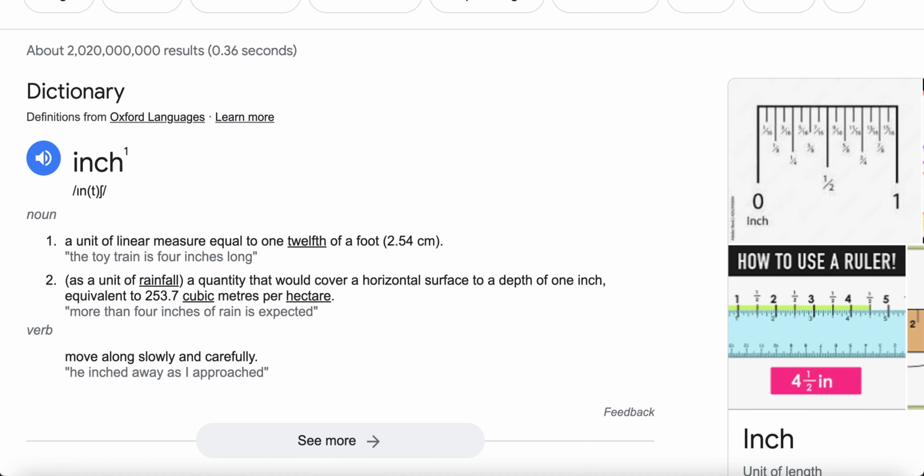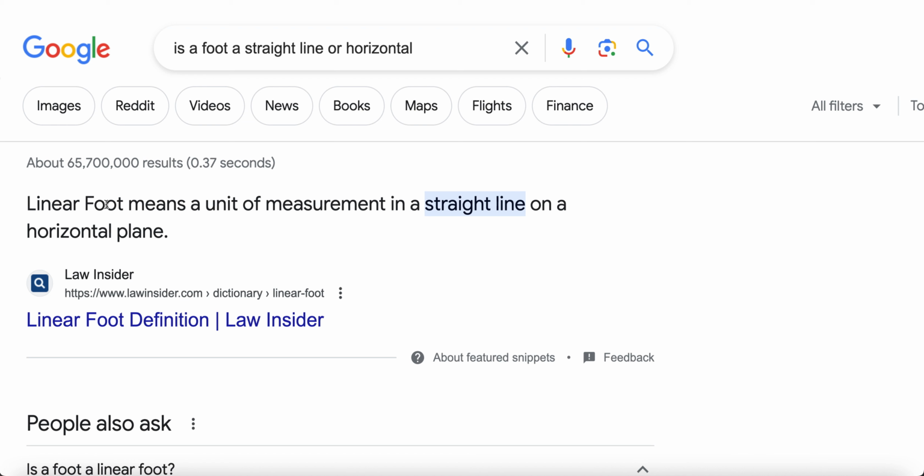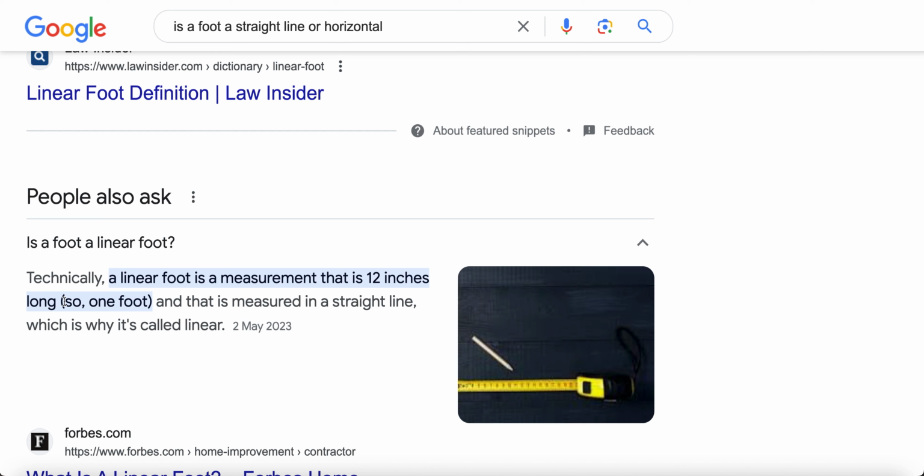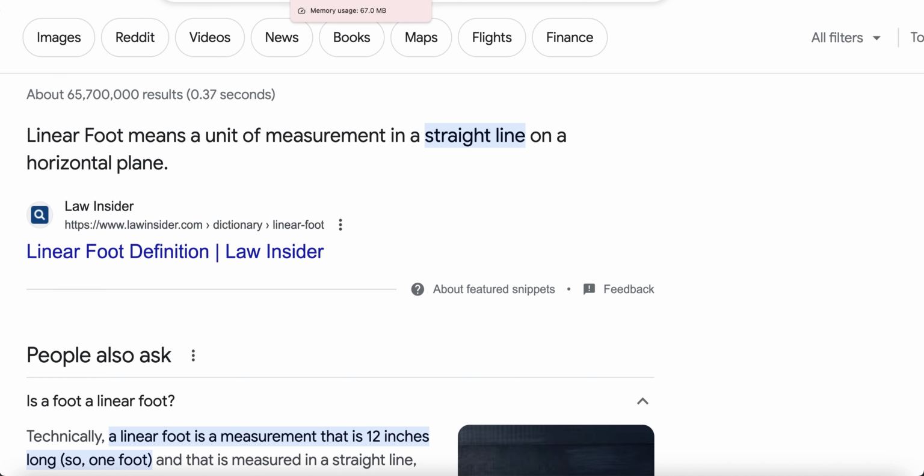So if we go on, an inch, right? What is an inch? A unit of linear measure, equal to 1/12 of a foot. So an inch is a linear measurement, right? Linear is straight line. So a linear foot means a unit of measurement in a straight line on a horizontal plane. That's what a foot is. So an inch is a straight line, and 12 of them create a foot, and a foot is a straight line. Technically, a linear foot is a measurement that is 12 inches long, so 1 foot, measured in a straight line, which is why it's called linear, right? So that's all pretty straightforward. Inches and feet are straight lines.